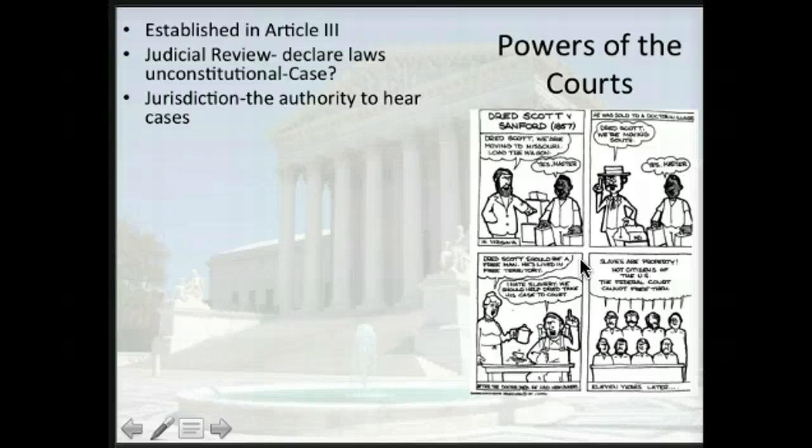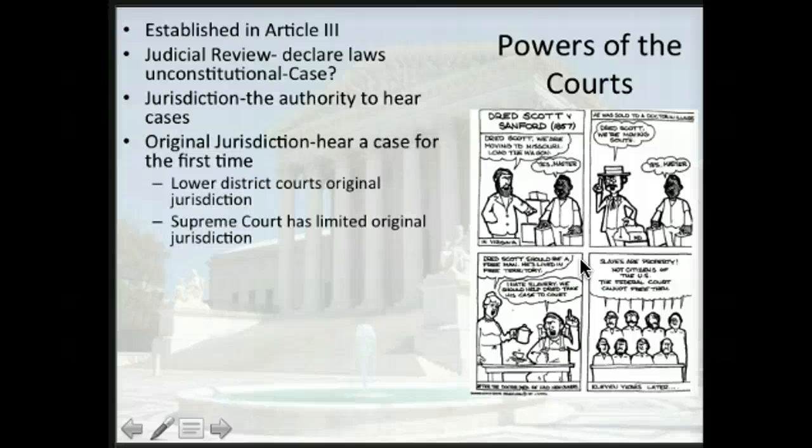Another word that relates to the courts is called jurisdiction. That's what they call their power. Jurisdiction is authority to hear a case. There are 2 types of jurisdiction. There's original jurisdiction, and if a court has original jurisdiction, they can hear a case for the first time. Lower courts only have original jurisdiction. You cannot appeal a case to a lower court. The lower courts are the courts that hear your arguments for the first time. The Supreme Court also hears some cases for the first time.